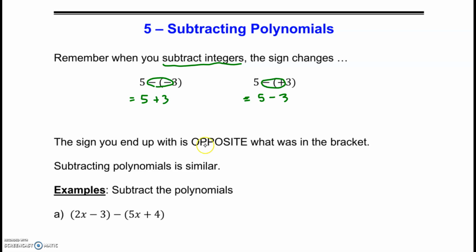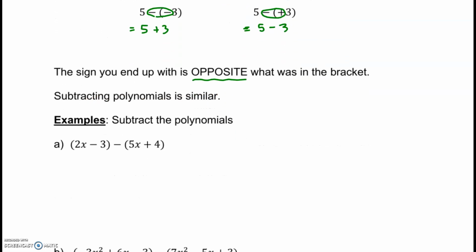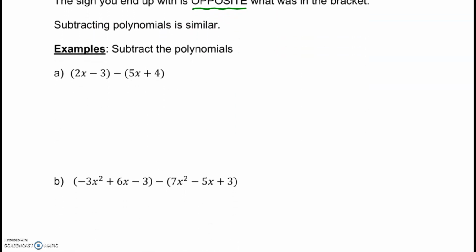So the sign you end up with, notice, is the opposite of what was in the bracket. So in the bracket was a -3, it became a +3. If in the bracket was a +3, it became a -3. So subtracting polynomials, you're going to see the same thing. So let's go ahead and try the first example.